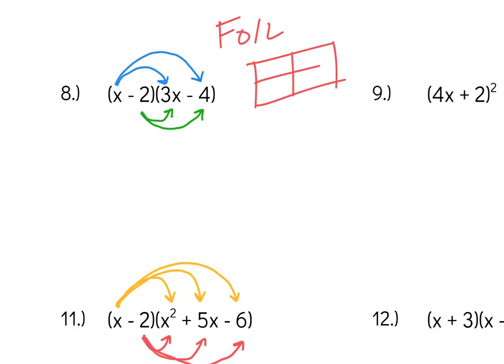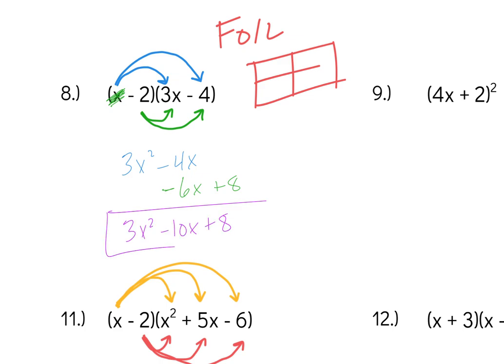X times 3x is 3x squared. X times -4 is -4x. Done with that. -2 times 3x is -6x. -2 times -4 is +8. Now we can combine our like terms, and we are done.